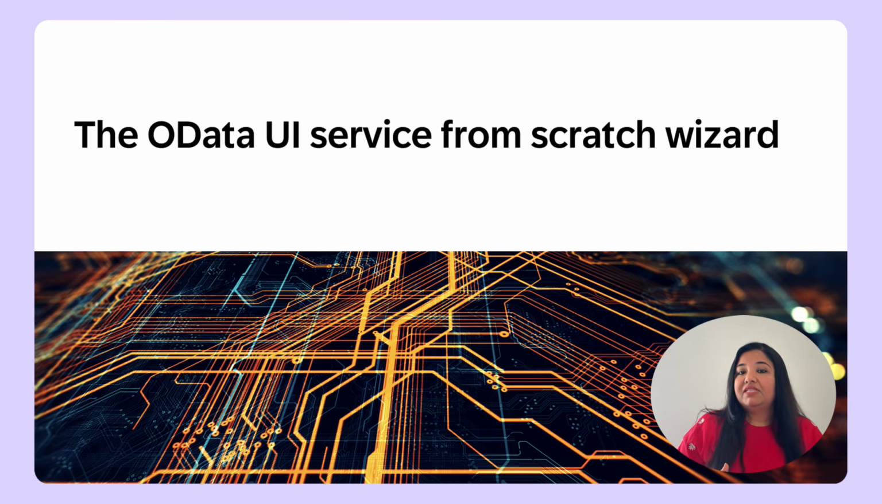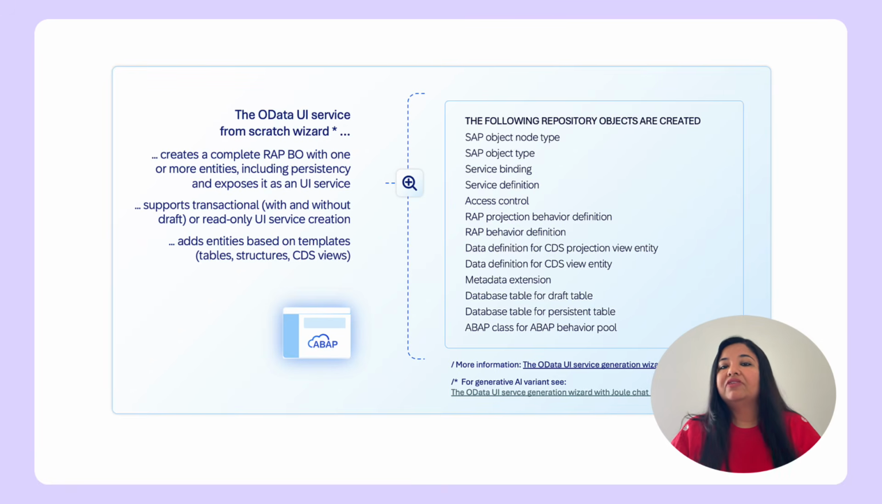So today we are going to see the OData UI service from scratch wizard that allows you to create a RAP UI service without the requirement of an already existing artifact and without having to manually create all the necessary repository objects yourself. And this means you can start the wizard from an empty package and the end result is a full blown RAP UI service. The wizard can be run with or without the help of Joule chat, but for today's demo, we are going to see the option without Joule chat. So let's get into the system to see a quick demo.